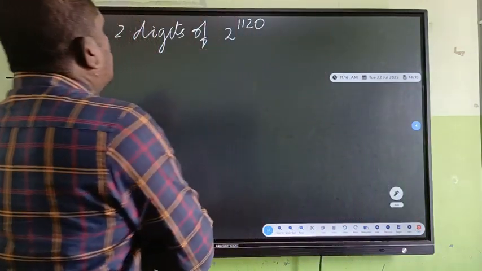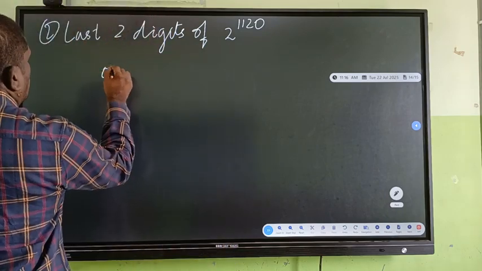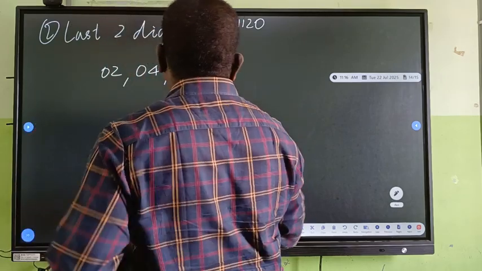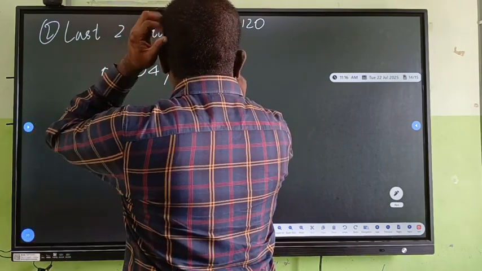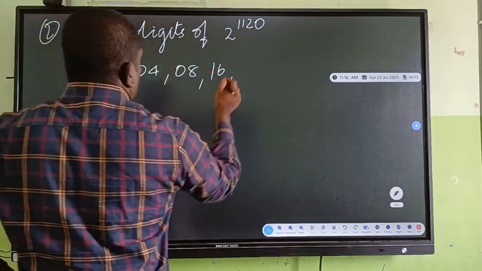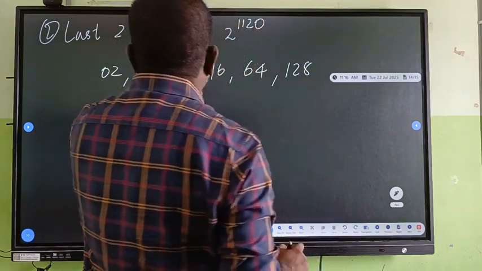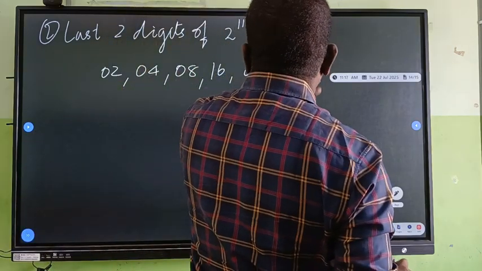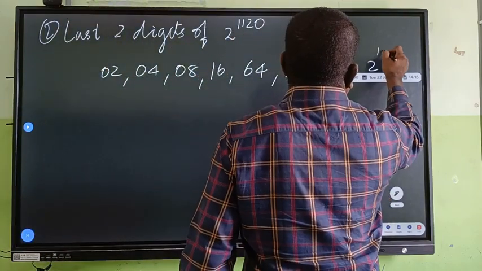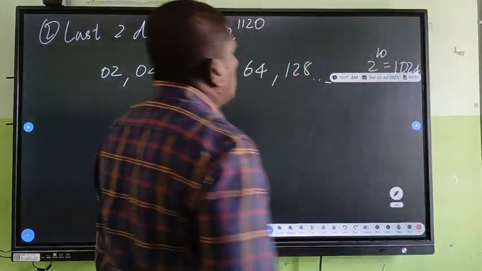So the last two digits of 2 power 110, what is it? Here the cyclicity of 2, we can say 02, 04, 08, 16, and so on it goes. The last two digits of 16, 64, 128, this is 1, 2, 3, 4, 5, 6, okay. So 6 again, if it goes on, 2 power 10 will be 1024. So the last two digits of 2 power 10 is 24.